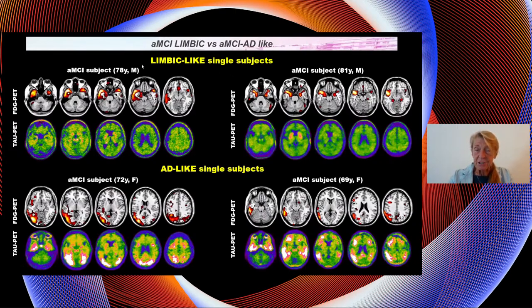So another point related to this new evidence is that tauopathy in the brain is heavily represented in subjects who will progress and have the typical Alzheimer's disease pattern. Instead, there is nothing or very, very limited tau in the medial temporal structures in the subjects who did not progress.